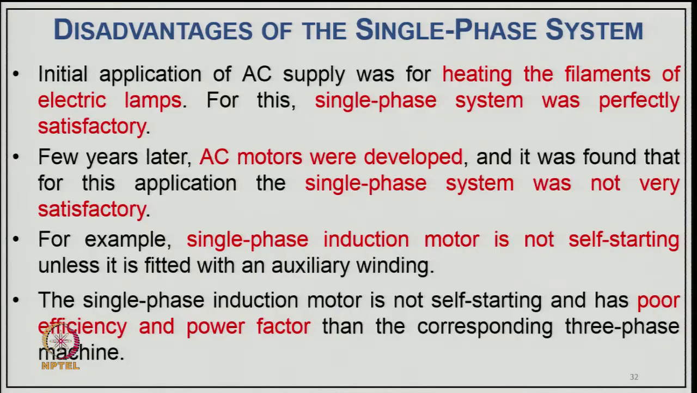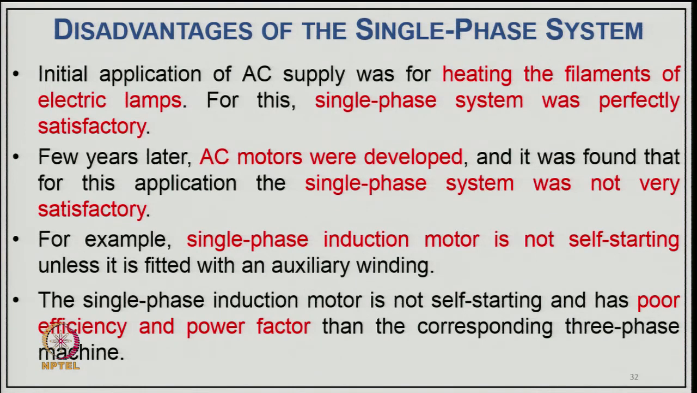We will of course discuss unbalanced load on this 3 phase supply system also, and once you connect the unbalanced load, sometimes you may find some unbalance in the voltage also, caused by the drop in the source impedance. Now, what are the disadvantages of the single phase system, because of which we adopted the 3 phase system? The initial application of AC supply was for heating the filaments of electric lamps, and for this the single phase supply system was very satisfactory, similar to a DC supply. But a few years later AC motors were developed, and it was found that for this application the single phase system was not very satisfactory.